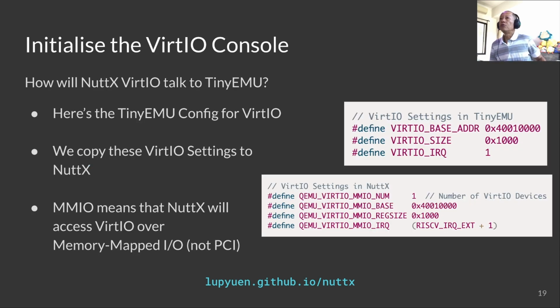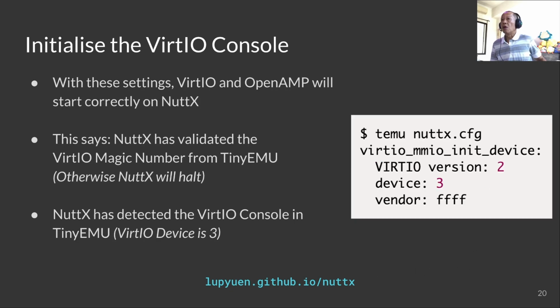Now, how do we make NuttX talk to virtual I/O in TinyEMU? We look inside the TinyEMU source code. We see that TinyEMU uses these addresses for virtual I/O. We copy these virtual I/O settings to NuttX. With these settings in NuttX, the virtual I/O drivers and OpenAMP library will start correctly on NuttX.